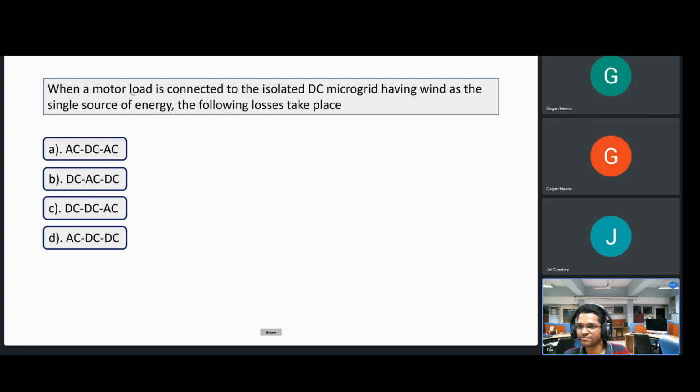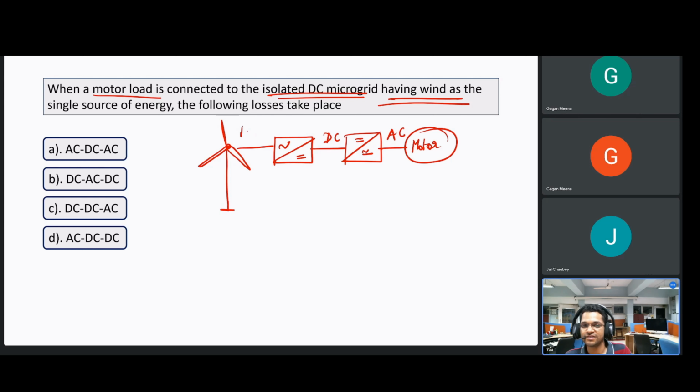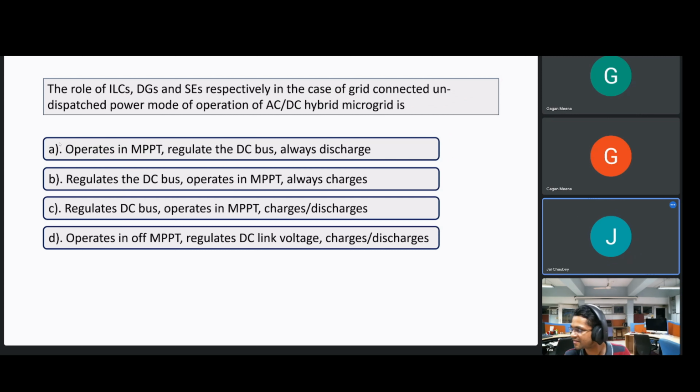we have a motor load connected to a DC microgrid and having wind as the source. So here we have wind, AC, DC, AC. This is our motor load. The motor is taking AC input. We have a DC microgrid and the output from wind is AC. So correct, AC, DC, AC.